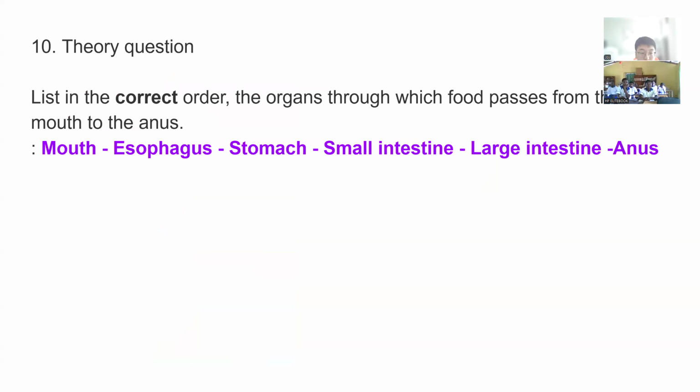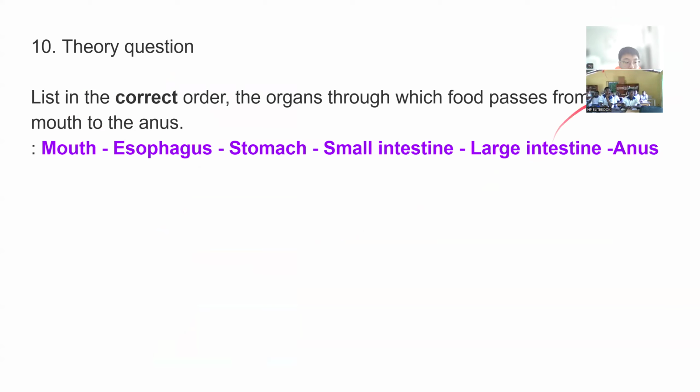This next theory question: list in the correct order the organs through which food passes from the mouth to the anus. We have just talked about it: from the mouth to the esophagus, to the stomach, to the small intestine, to the large intestine, and out through the anus. That is the order in which food passes.